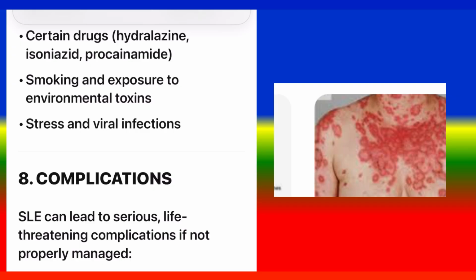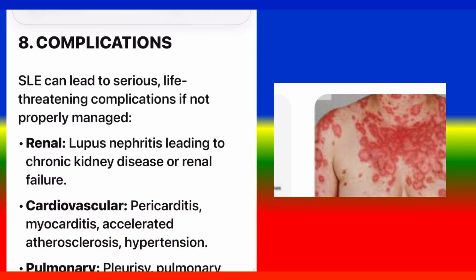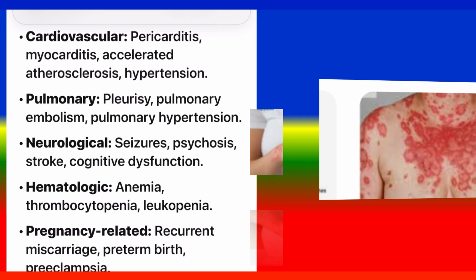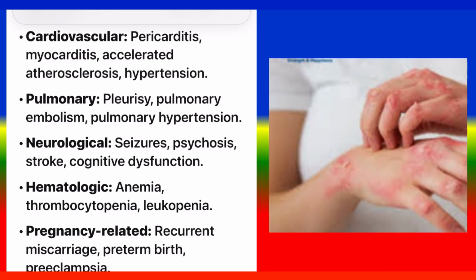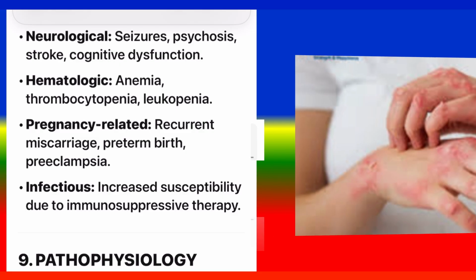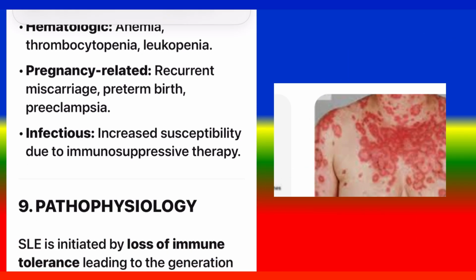8. Complications. SLE can lead to serious, life-threatening complications if not properly managed. Renal: lupus nephritis leading to chronic kidney disease or renal failure. Cardiovascular: pericarditis, myocarditis, accelerated atherosclerosis, hypertension. Pulmonary: pleurisy, pulmonary embolism, pulmonary hypertension. Neurological: seizures, psychosis, stroke, cognitive dysfunction. Hematologic: anemia, thrombocytopenia, leukopenia.